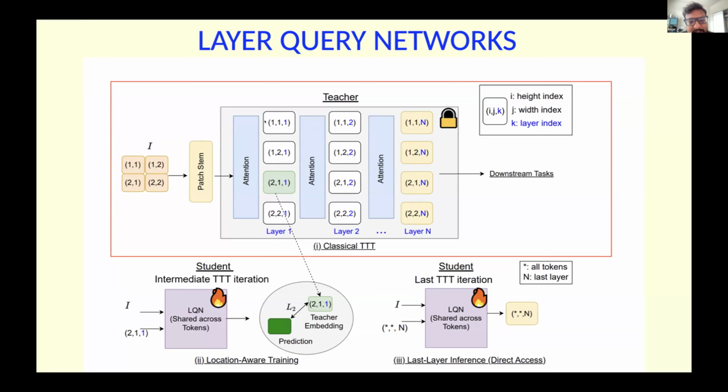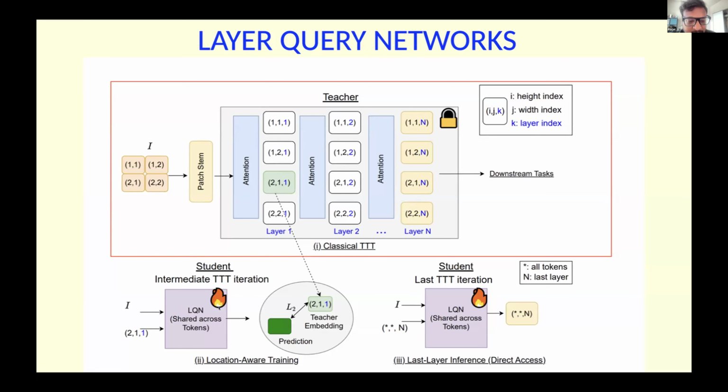If you look at any token inside, it can be indexed by 3 indices. 1 comma 1 means its position in the image, and the last one means its position in the layer. So if you have n layers, each token is unique. So 2 comma 1 comma 2 means it's the second row, first column, at the second layer. You want to distill all these tokens into a student, and you don't want to run into those compute issues.